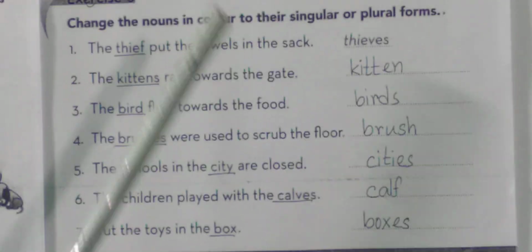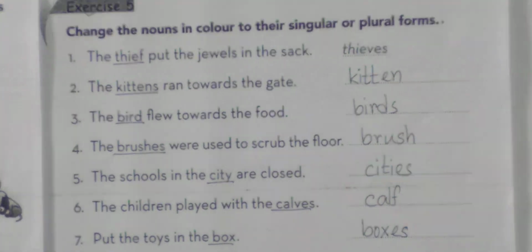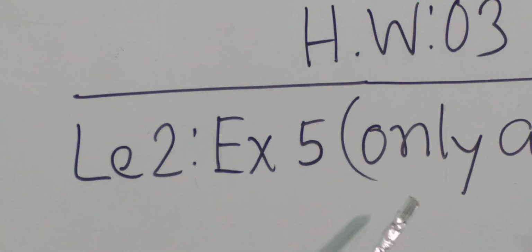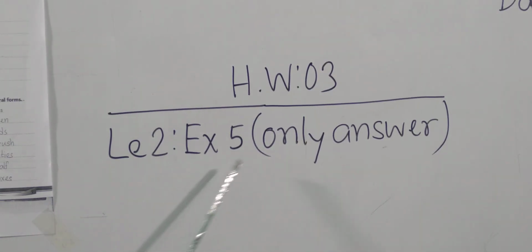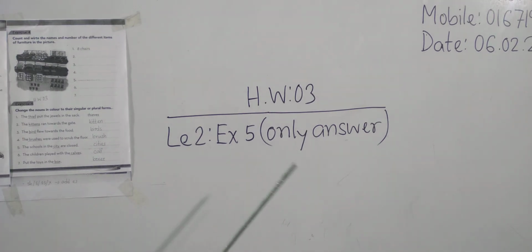So dear students, you will do exercise number 5 as your homework. You will just write the answer. Okay, you will just give the number 1, 2, 3, 4 and you will just write the answer. This is your homework number 3, lesson 2, exercise number 5. Only answer. That means there will be 7 words actually. You will just write the answer. You don't need to write the full sentence.